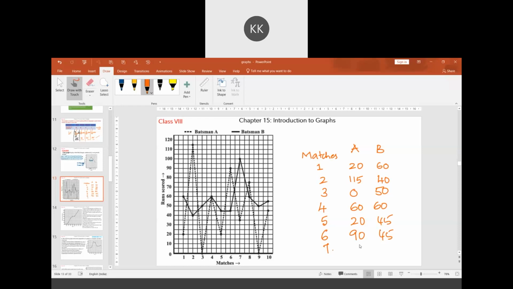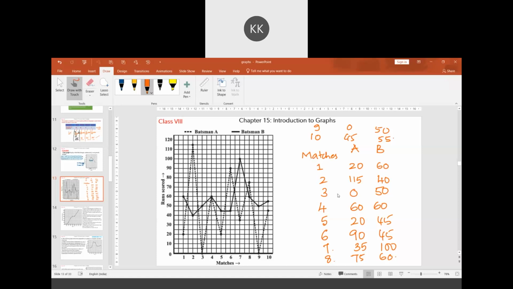In the seventh match, 35 and 100. In the eighth match, 75 and 60. In the ninth match, 0 and 50. For the 10th match, 45 and 55. So just by looking at the graph, we can come to know their scores with respect to the matches.